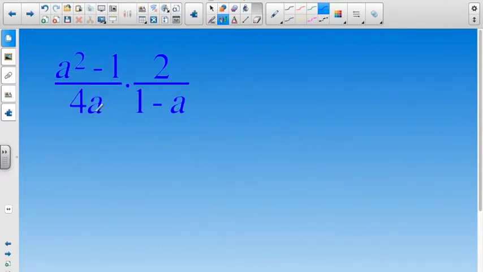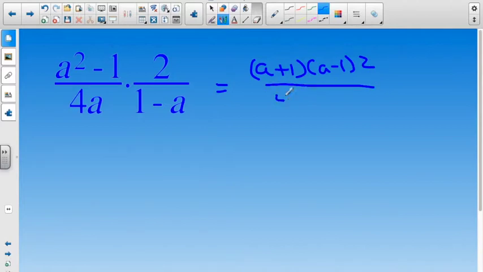A squared minus 1 over 4a times 2. Again, I'm looking to factor. All right? A squared minus 1 is a difference of 2 squares, so this is going to be a plus 1 times a minus 1 times 2 all over 4a times 1 minus a. All right? Now, just like yesterday, we have this right here. I have an a, positive a here, negative a here, negative 1 here, positive 1 here. If I factor a negative 1 out of one of these, I can get rid of that factor. So I'm going to factor a negative 1 out of the bottom.